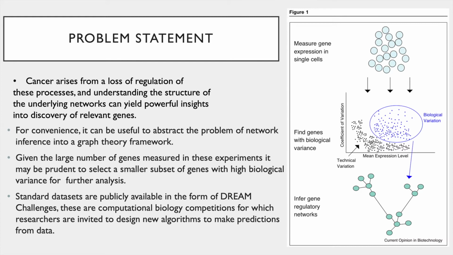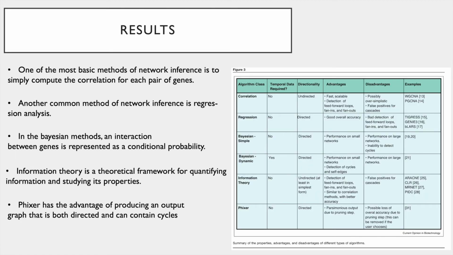For the results, we have these algorithm classes: correlation, regression, Bayesian simple, Bayesian dynamic, information theory, and Pfizer. This is how we are going to measure our results in cancer research and the statistical ways to do it. One of the most basic methods of network inference is to compute the correlation of each pair of genes.